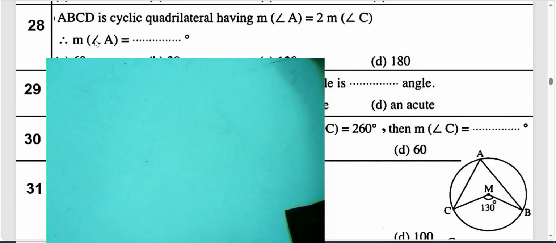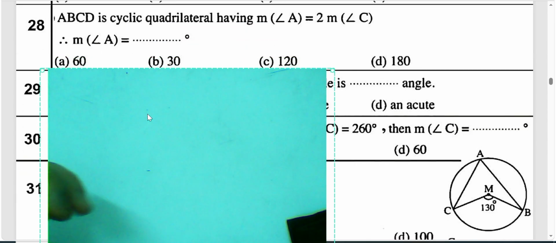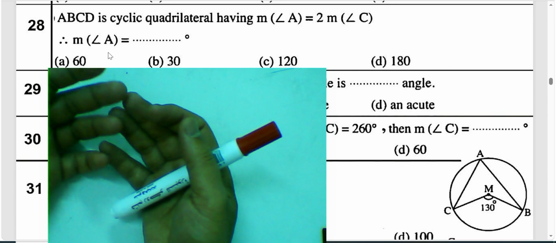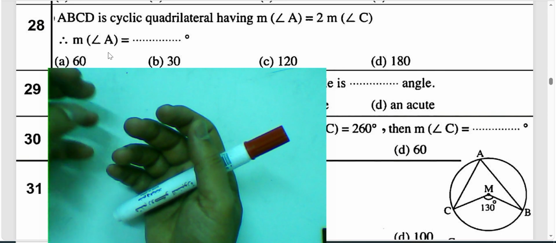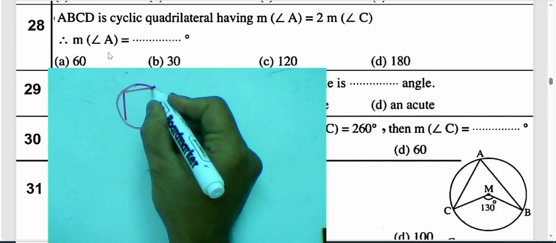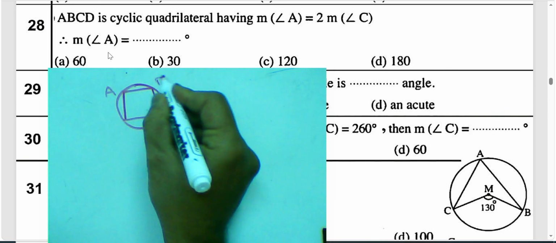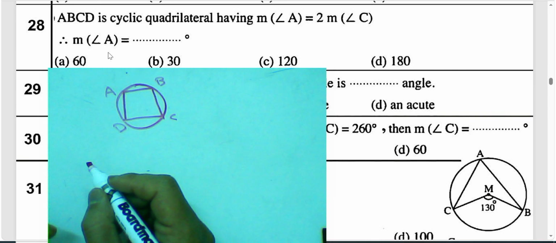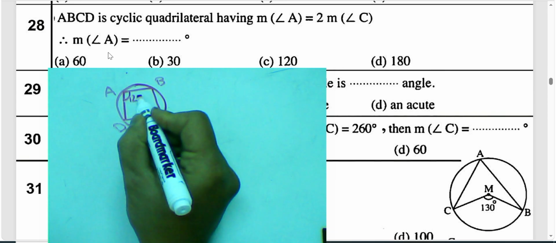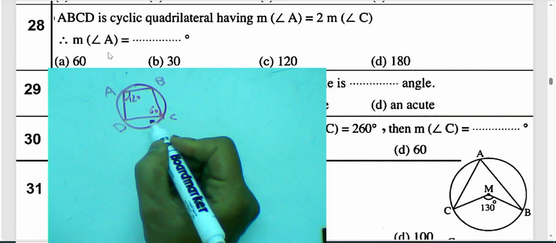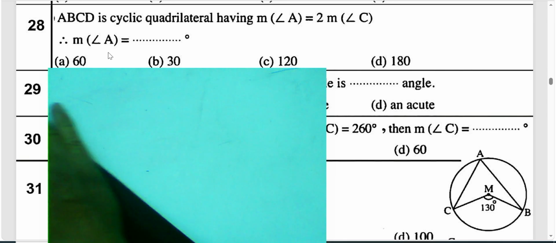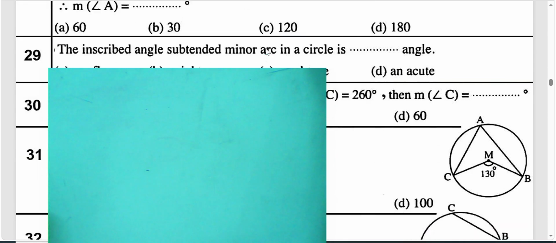Okay, next question. ABCD is a cyclic quadrilateral, the measure of angle A is twice the measure of angle C. The measure of angle A equals what? We know the measure of angle A and the measure of angle C together sum to 180. We call these supplementary angles. We have a circle here and a cyclic quadrilateral ABCD like this. The measure of angle A is twice the measure of angle C, so angle A will be 120 and angle C 60 degrees. Then the measure of angle A will be 120 degrees. Choose letter C. Next question.